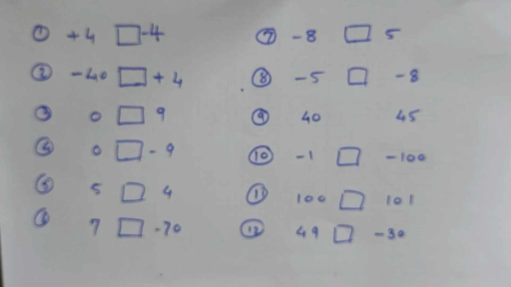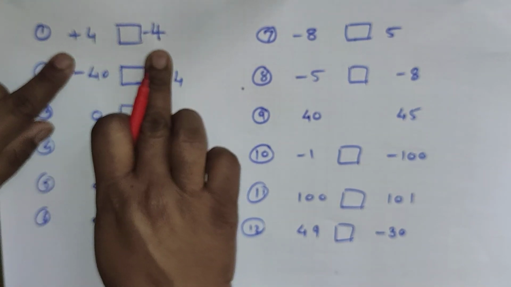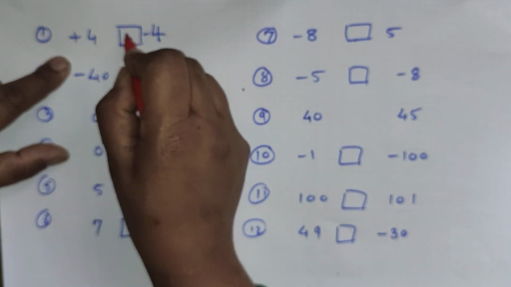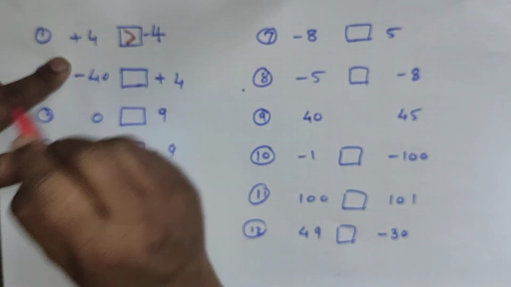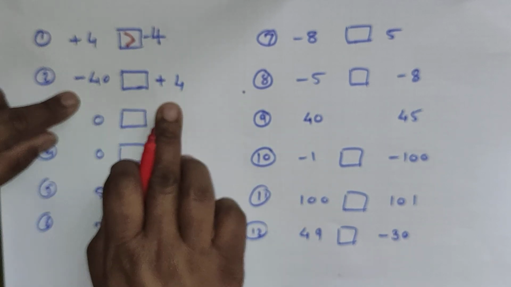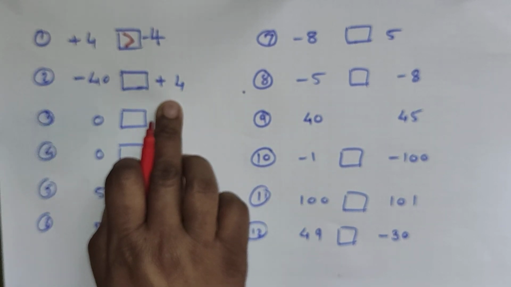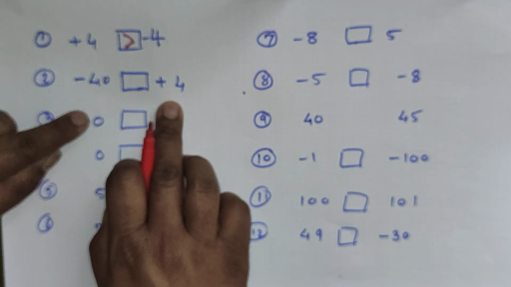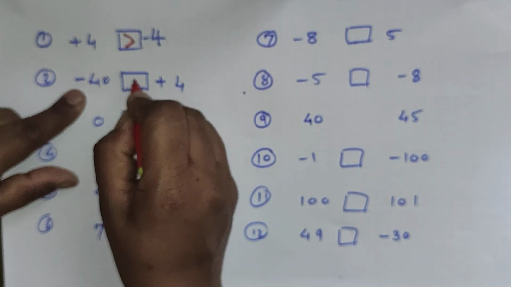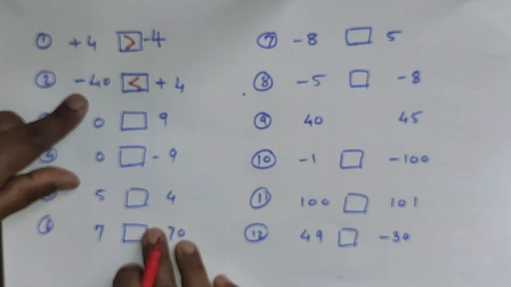Just we have to follow the rules. If one number is positive and one number is negative, which number is always greater? I said to you, the positive number is greater. So my plus 4 is greater than minus 4. Second, minus 40 and here plus 4. Same rule which we use here: when one is positive and another is negative, which number is greater? I told you, always the positive number is greater.